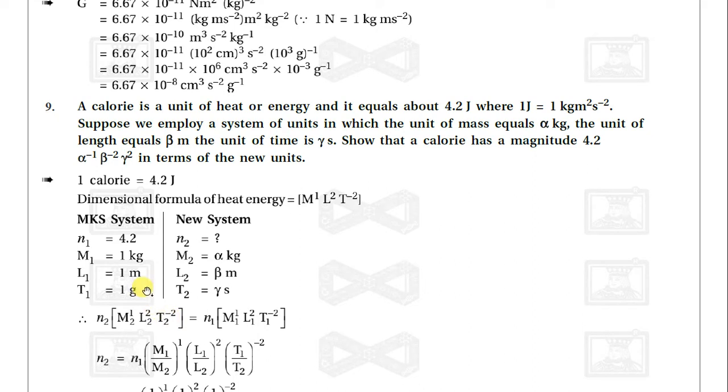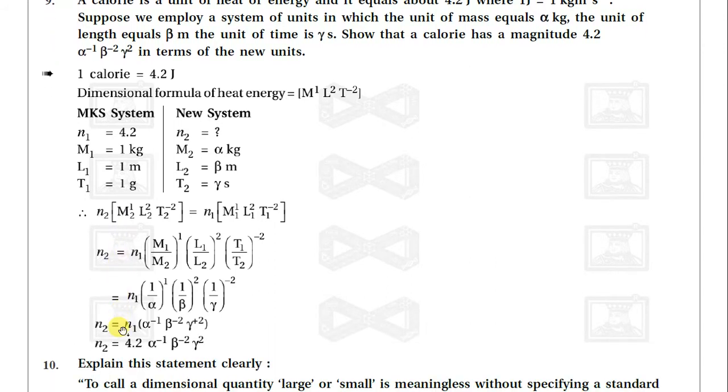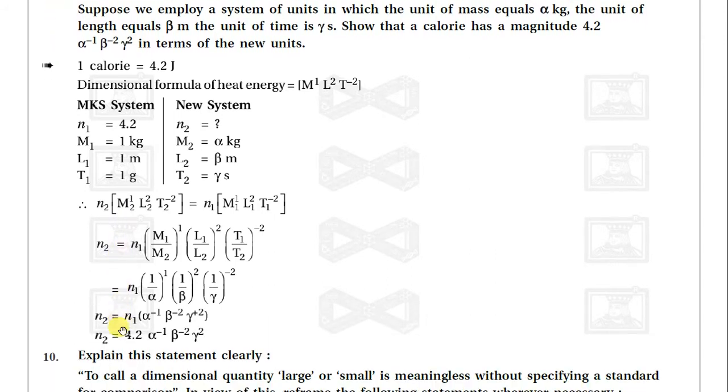So n1 M1 L1 T1 minus 2 is equal to n2 M2 L2 T2 minus 2. Taking the ratio of these both, we will get the value: 1 upon alpha, 1 upon beta raised to 2 and 1 upon gamma raised to minus 2.